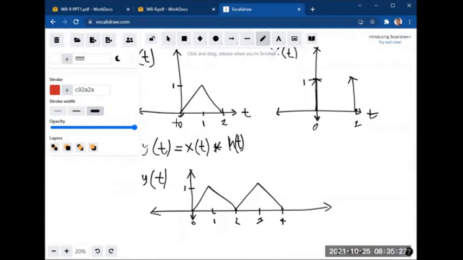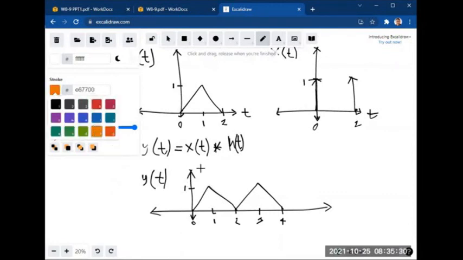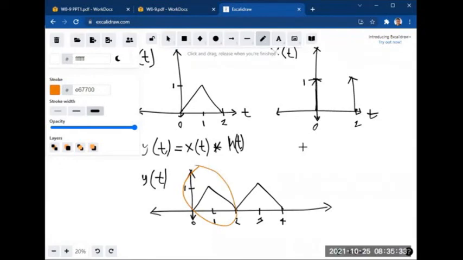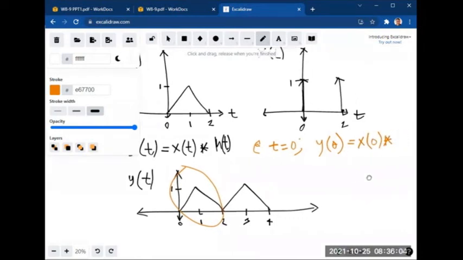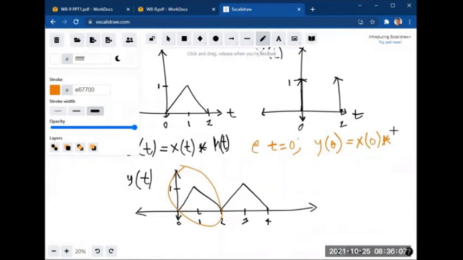I forgot to mention one thing. This part is activated when time is equal to 0. Meaning this is y of 0, x of 0, time 0.